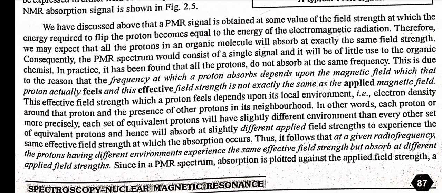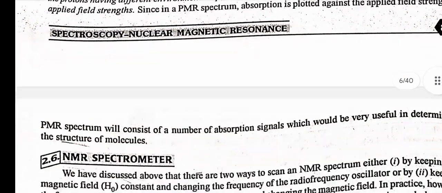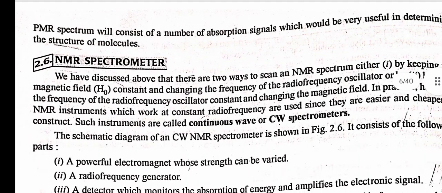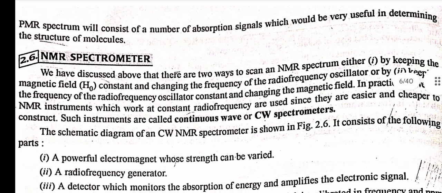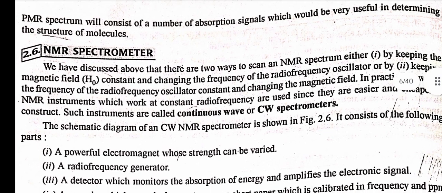Thus, it follows that for a given radio frequency, protons having different environments experience the same effective field strength but absorb at different applied field strengths. Since in a PMR spectrum absorption is plotted against the applied field strength, a PMR spectrum will consist of a number of absorption signals, which are very useful in determining the structure of molecules.